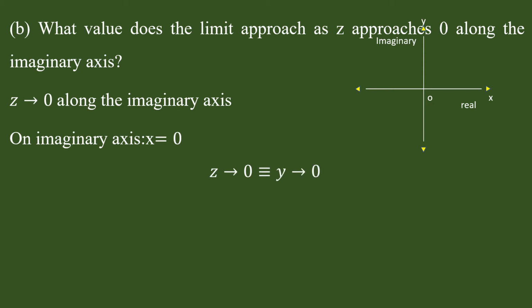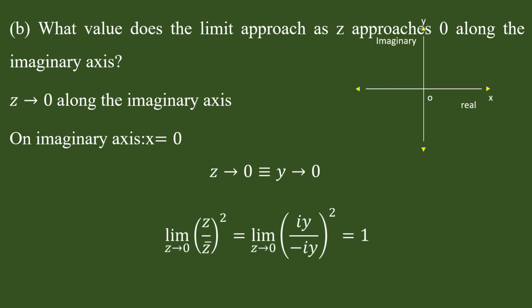So in this case z tends to 0 means y tends to 0. By putting x equals 0, we get z upon z bar will be iy upon minus iy. So it is minus 1 square, so again it will be 1. So on both ways, along the real axis or along the imaginary axis, we get the same solution.